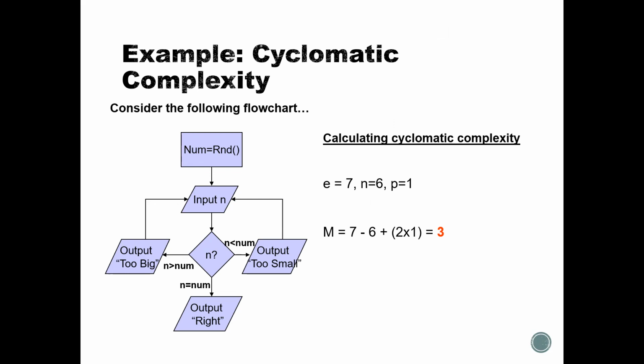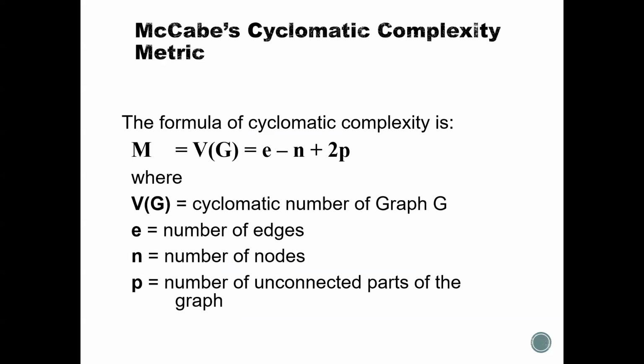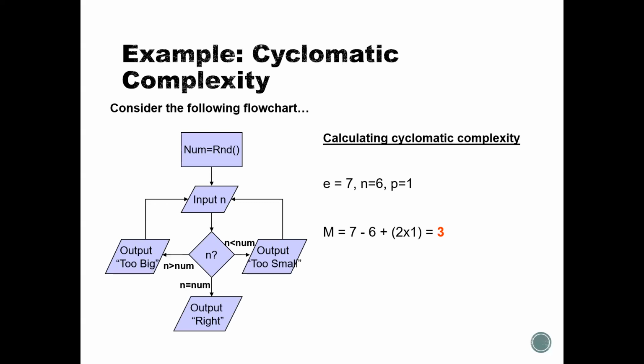How many edges do we have? The total number of edges, the arrows which you can see, is 7, and if you count the number of nodes in this flowchart, it is 6. And P is 1 because this is one single flowchart which is performing one task. If this had been connected with another flowchart, then we would have two unconnected parts and the P value could be 2. But in this case, as we have only one flowchart, the value of P is 1.